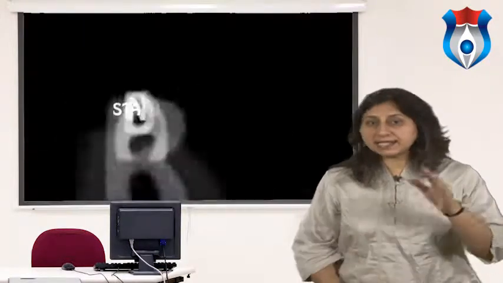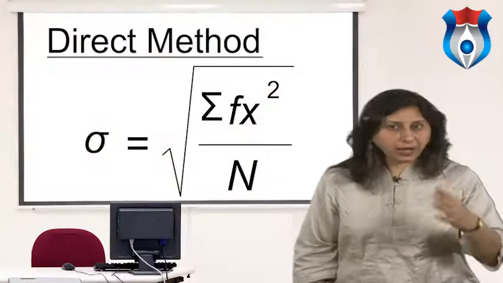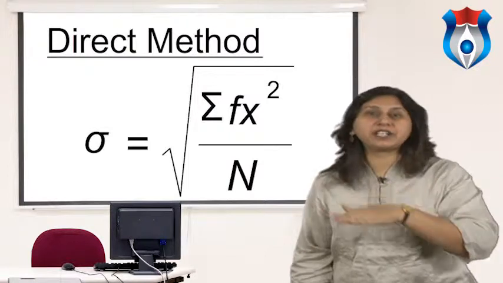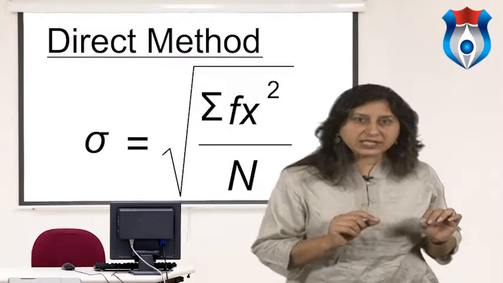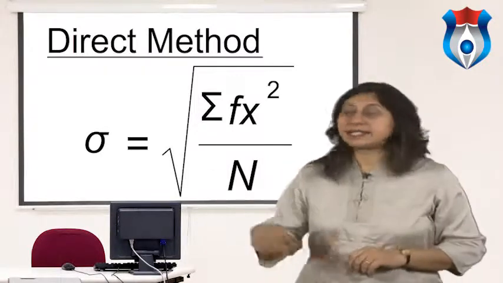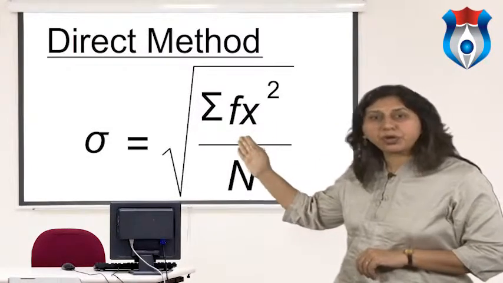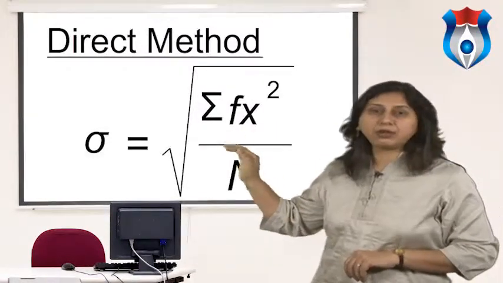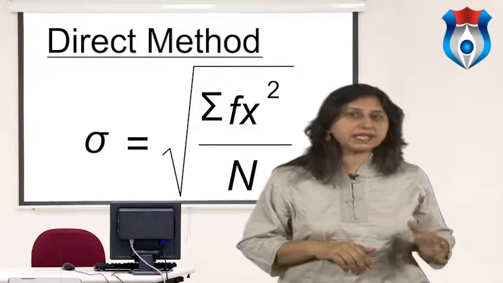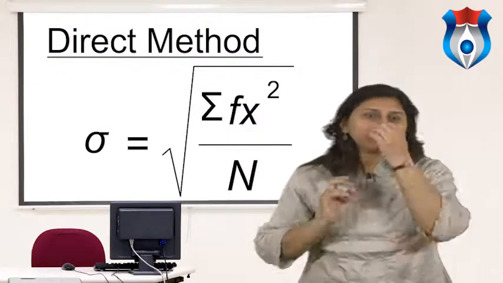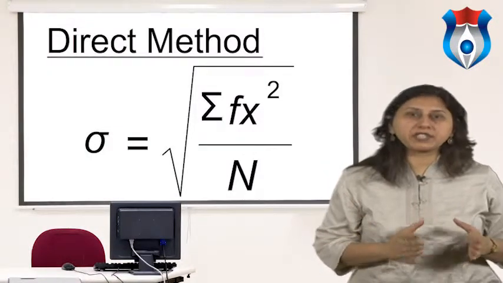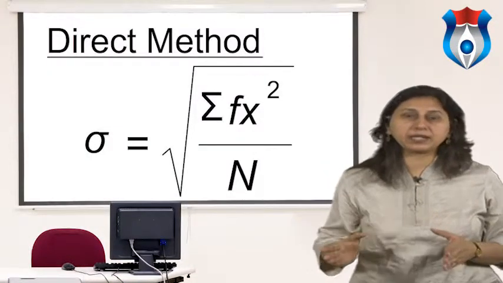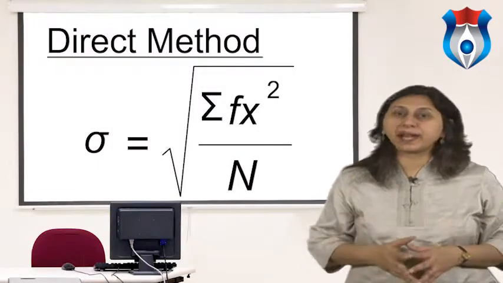Standard deviation. Now we shall see how standard deviation is calculated in individual series. First is the direct method. Sigma is equal to root of summation x square over n, where sigma is equal to standard deviation, sigma x square is equal to sum of the squares of deviation taken from actual mean, N is equal to number of items.